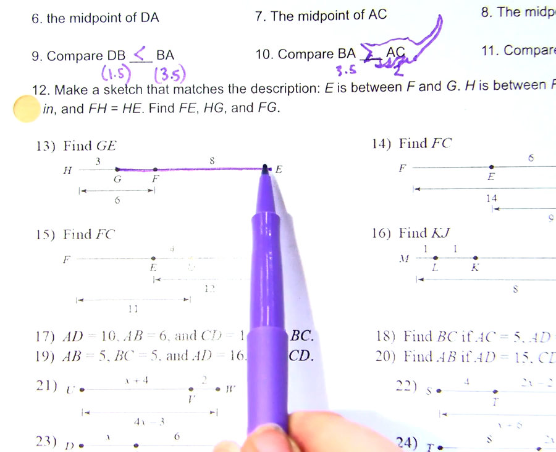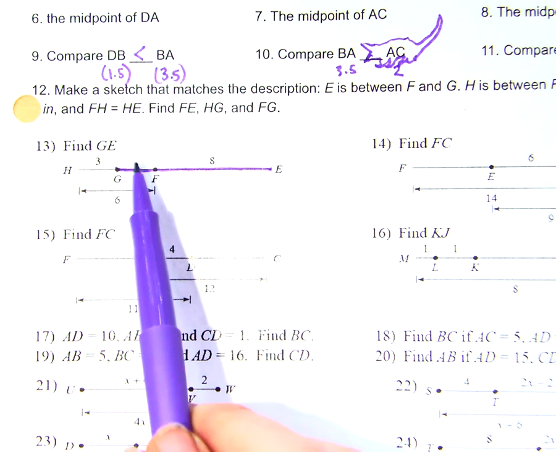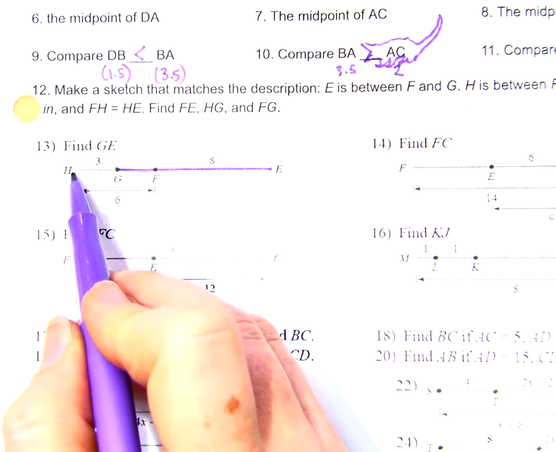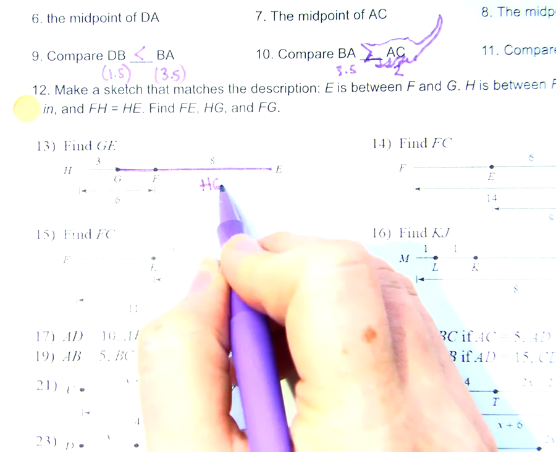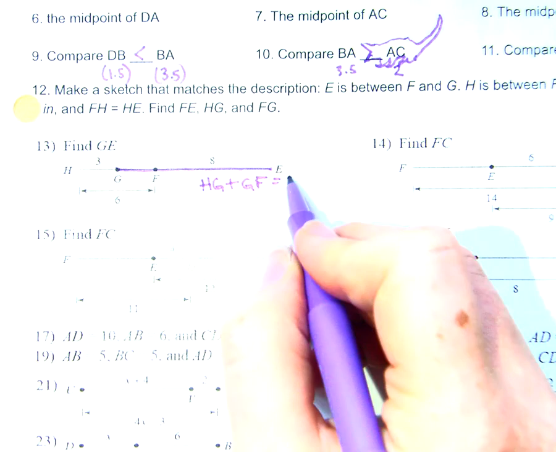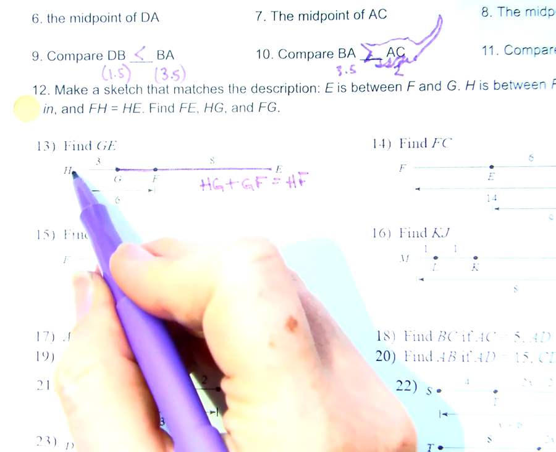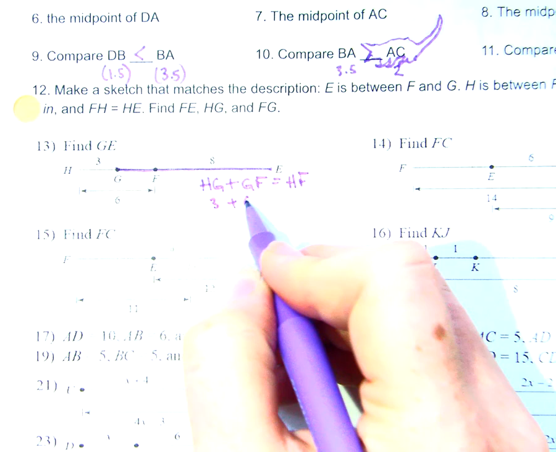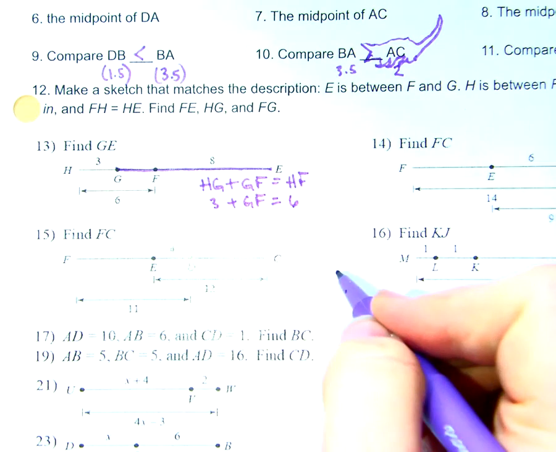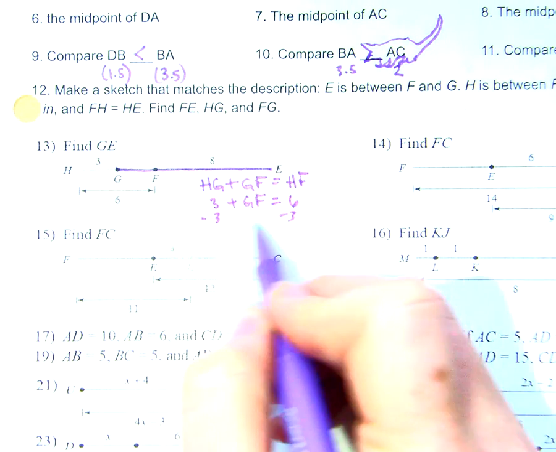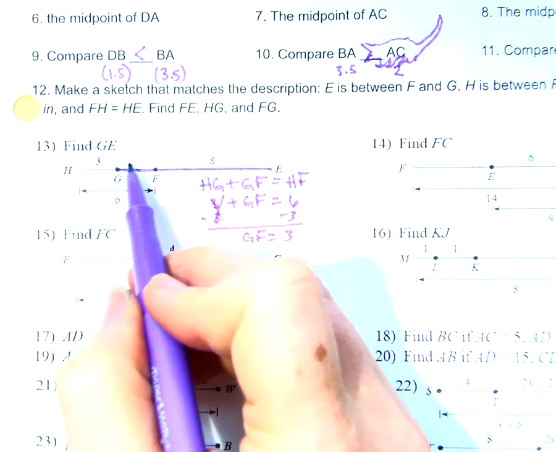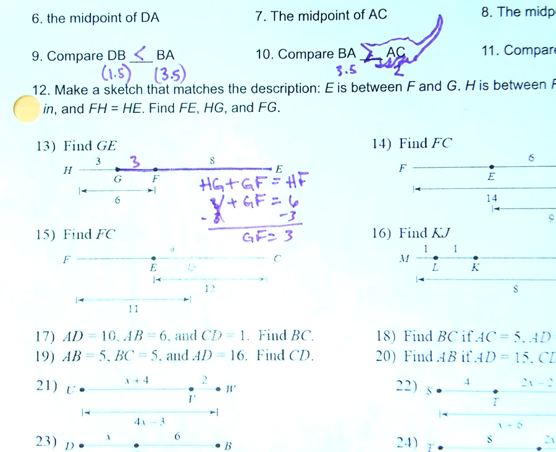Well, I know 8, but I don't know what GF is, but I do know that this is 6, right? So I can say, okay, but I know that HG plus GF is equal to HF. And I know HG is 3, and I have to find GF. And I know that HF is 6. So I can just subtract 3 to get GF, right? 6 minus 3 is 3. So now I know that that's also 3, so they're actually equal segments.